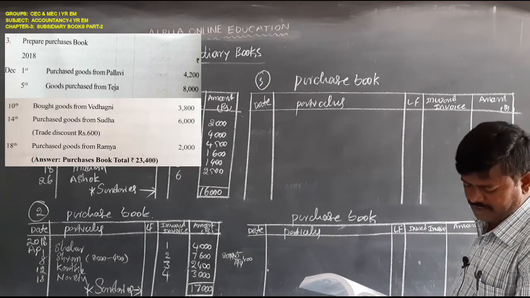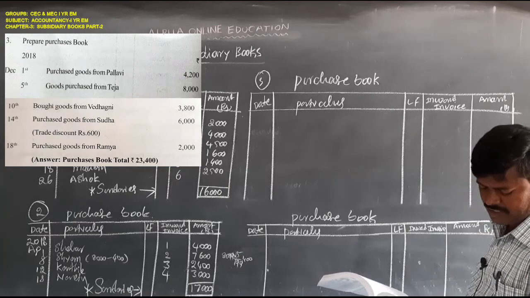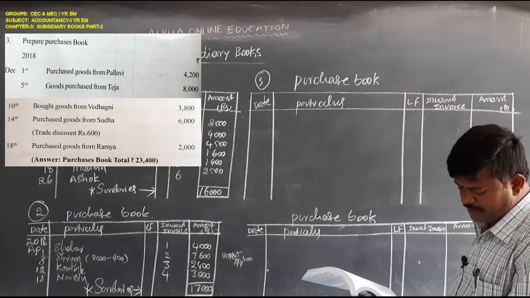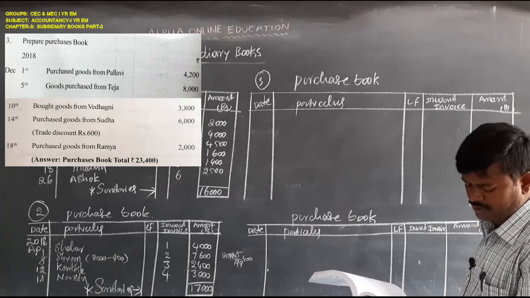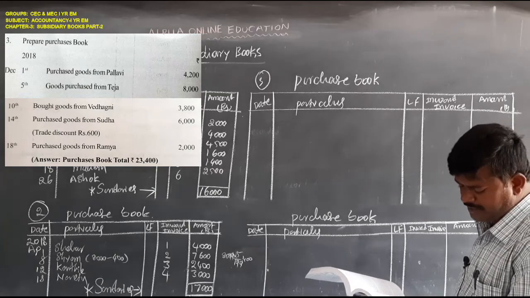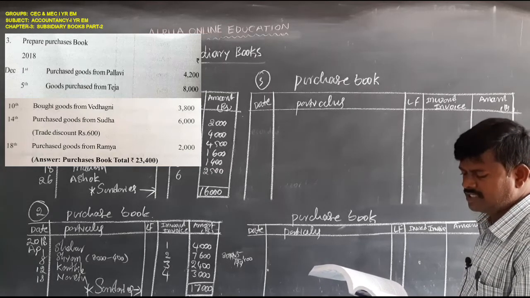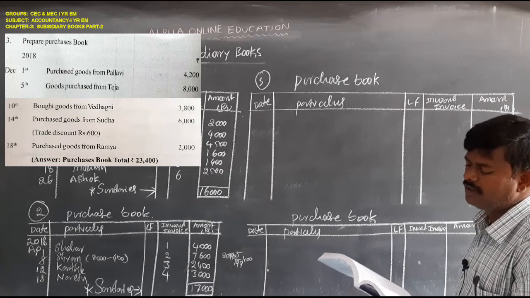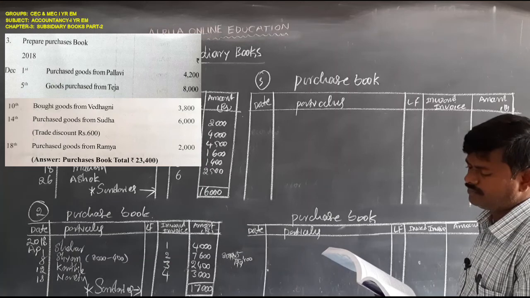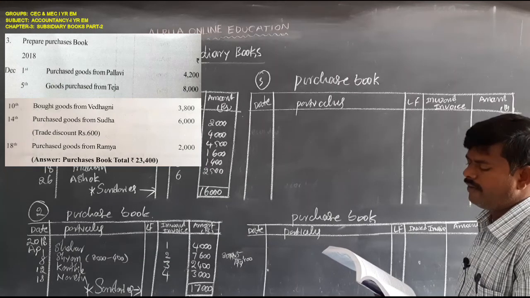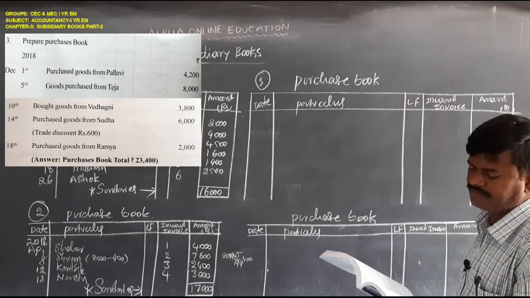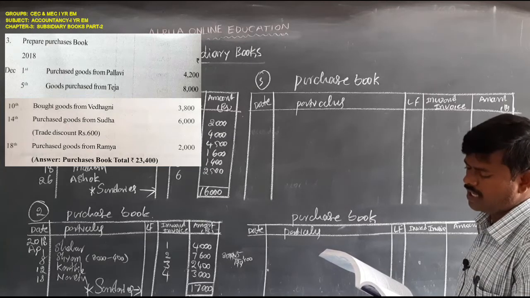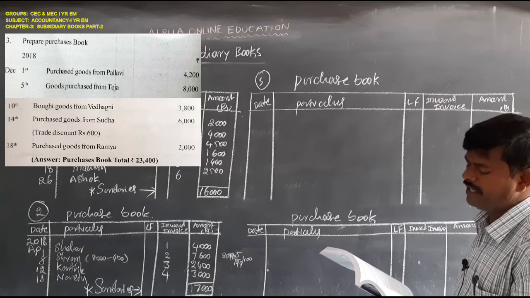First listen, prepare purchase book. 2018 December 1st, purchase goods from Pallavi, 4200. It is credit purchases. It will be taken into the purchase book. Goods purchased from Teja. It is also credit purchases of goods. It will be taken. And bought goods from Vedangi. It is also credit purchase of goods. It will be taken into the accounts. Purchase goods from Sudha. Trade discount is 600 rupees.